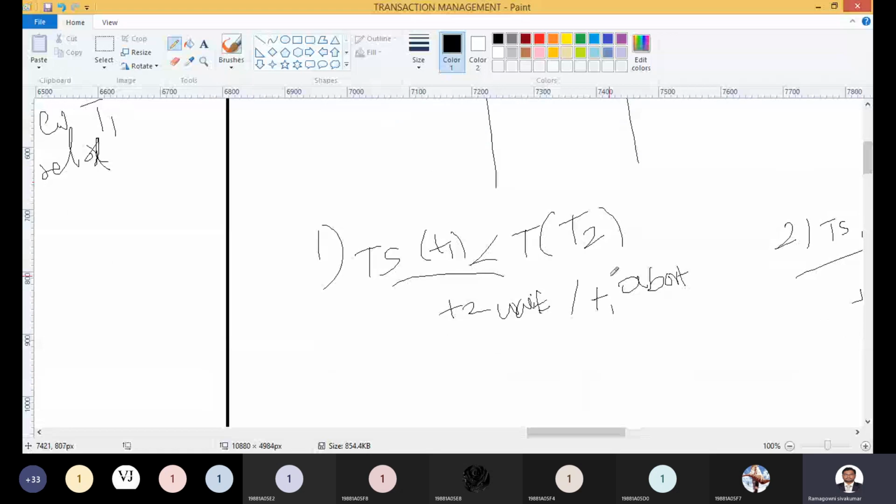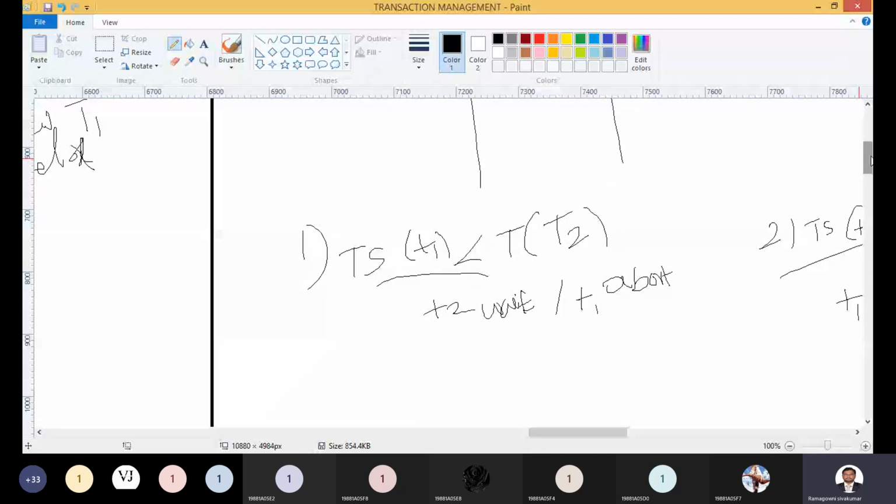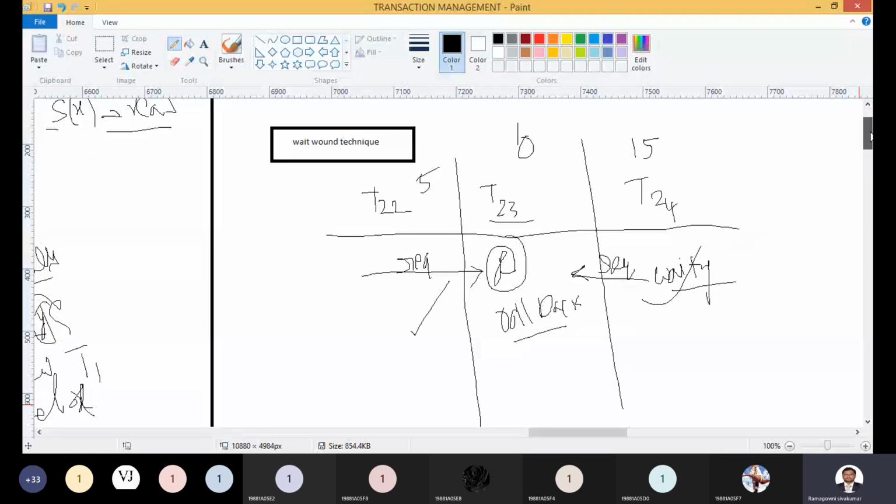So you have only theory in the document. So please try to draw the diagrams. Then you can understand easily and you can write the theory easily. Okay. Yes, all of you.